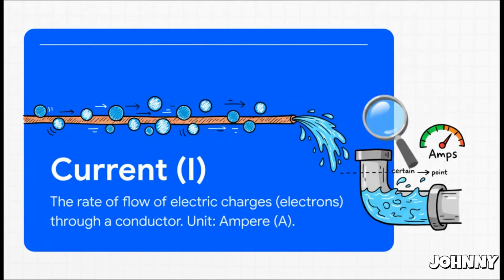So, what happens when these little charged particles, these electrons, start moving all together? Well, then you have a current. The best way to picture this is like water flowing through a pipe. The amount of water moving past a point every second, that's the current. In electricity, we measure that flow in amperes, or you've probably heard amps.